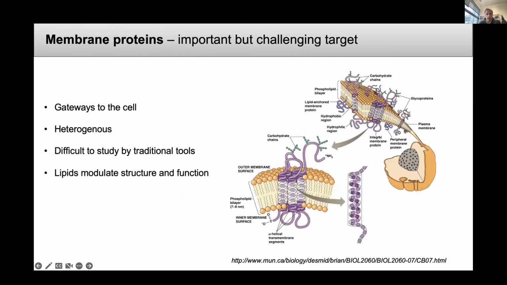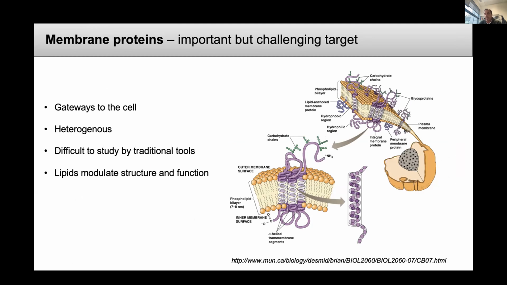Okay, sorry, I passed my slide. So membrane proteins, as you know, are very challenging targets. Ideally, we want to study them within the native environment where they live and operate. So this is the lipid-based environment. This is a membrane, right? That can protect the hydrophobic part of membrane proteins from water, right?